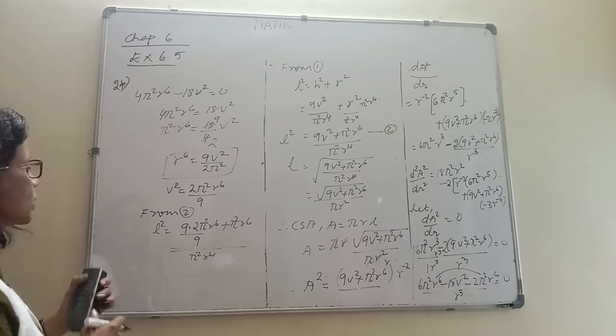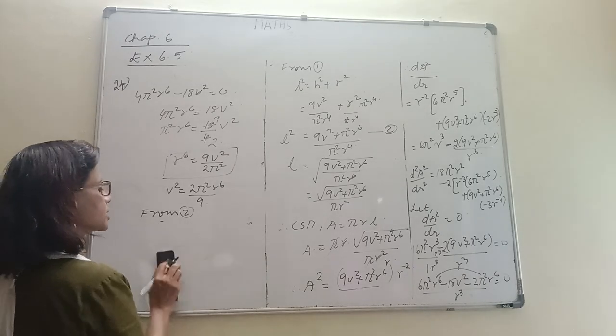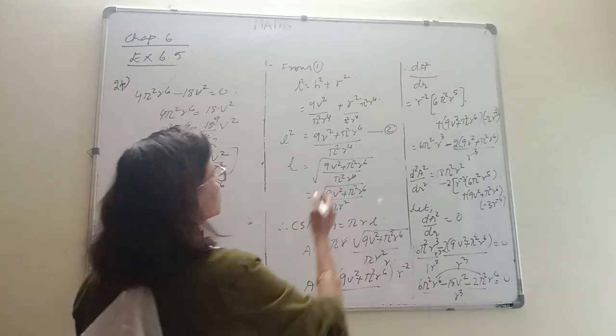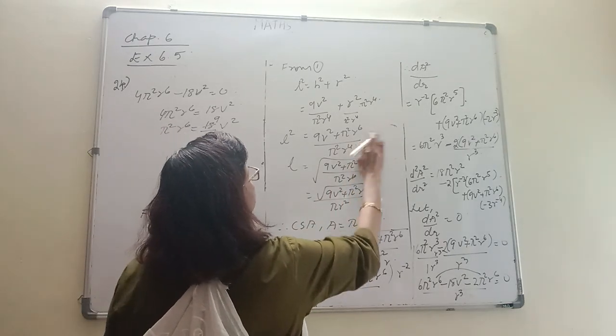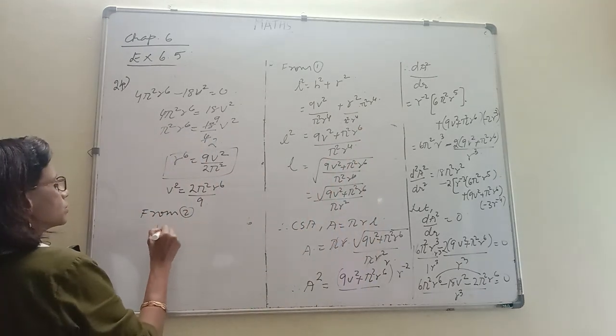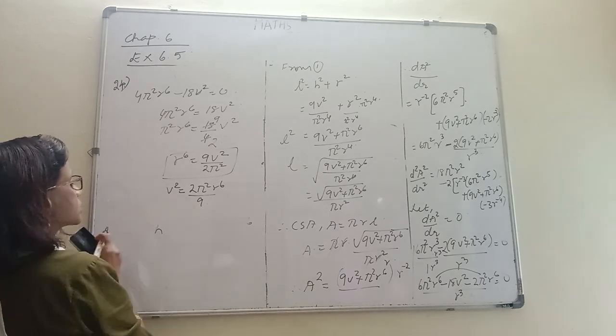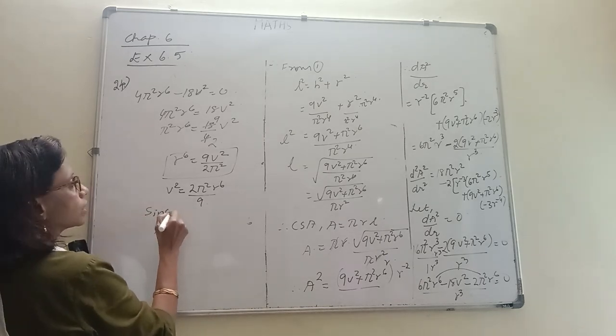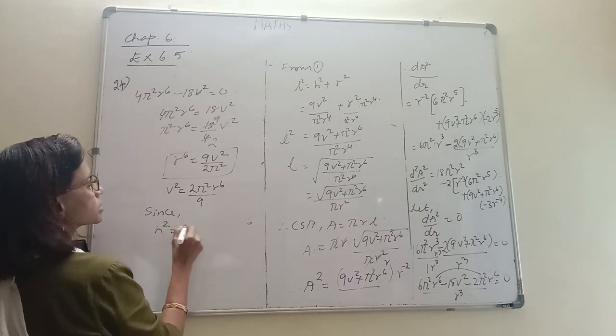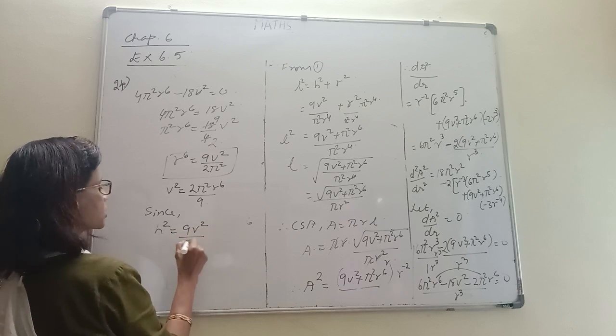H is 9b squared. Okay, so L we don't require. Let's take the H. I think that's better. Let's take the H. H is equal to, since H squared is 9b squared over pi squared r raised to 4.